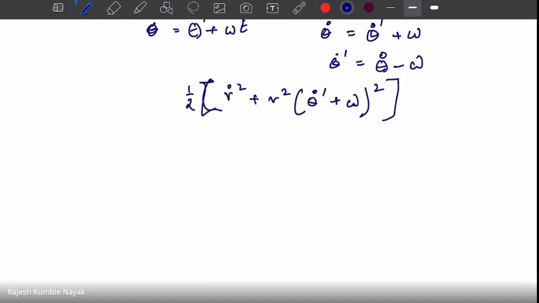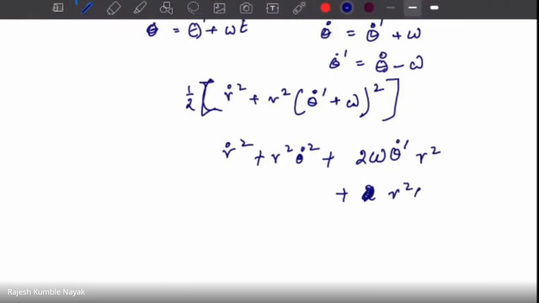In this transformation, you see that r dot square, leave off other terms. Now I want your attention to be drawn at a term which is 2 omega theta dot prime r square, okay, and there is another term r square omega square. Now you see what happened. You have a second order in the generalized velocity, first order in the generalized velocity, and a scalar.